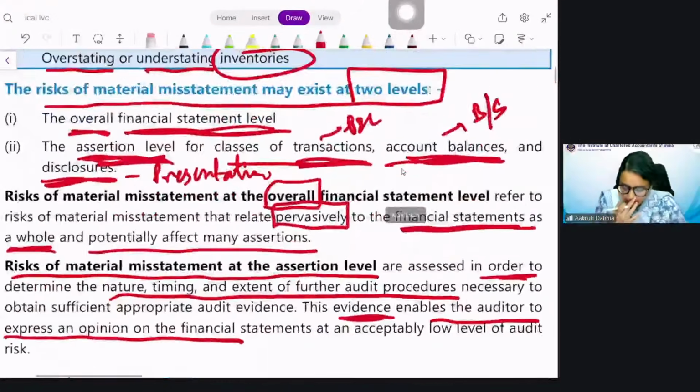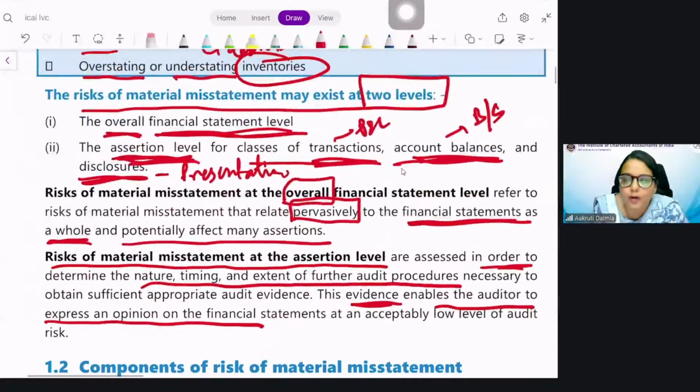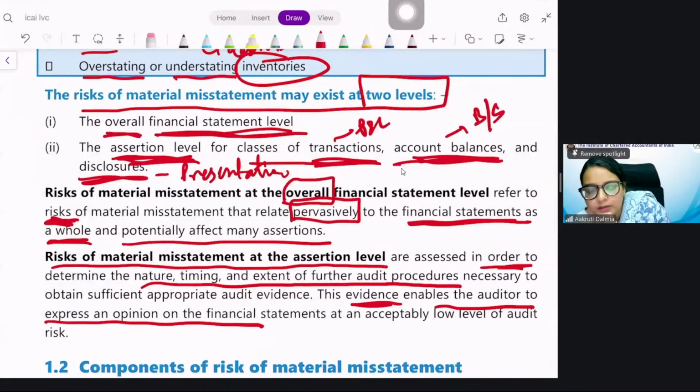So where is this written? Risk of material misstatement on the overall financial statement, when will we say that? When that risk is what? So COVID was which kind of risk? Overall, which means it was which kind of risk? Pervasive risk. But is an earthquake a pervasive risk?